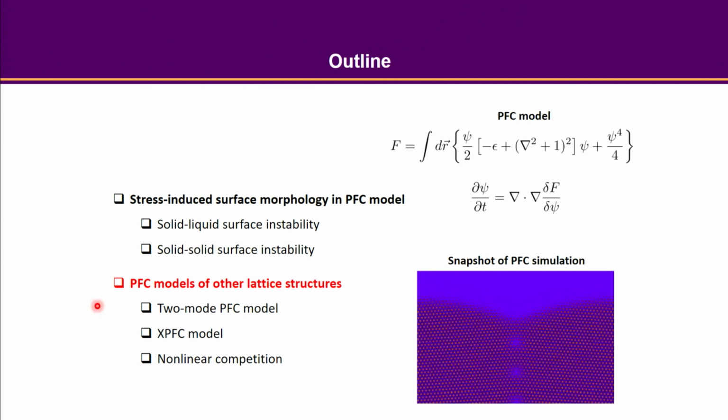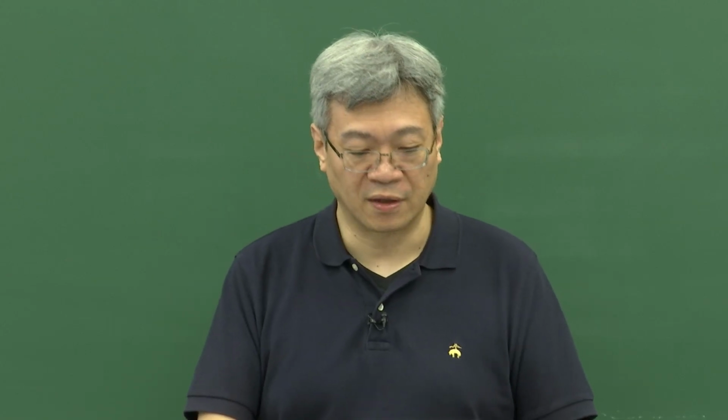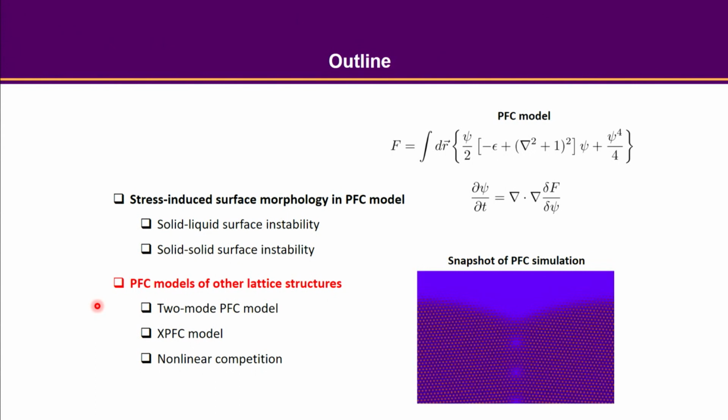So I'm going to talk about basically two different ways. One is about how we can implement more building blocks for the PFC. The other is about just how to modify the nonlinear interaction. So there are two ways you can get the structure that you wanted.